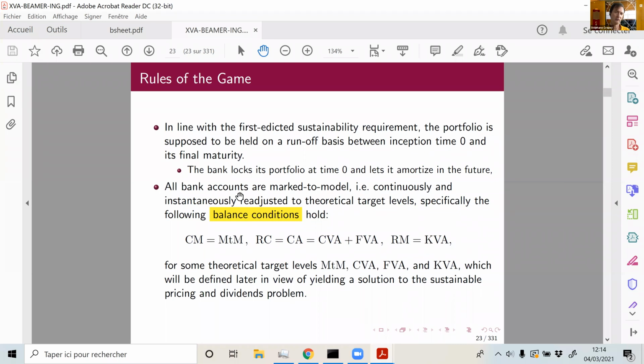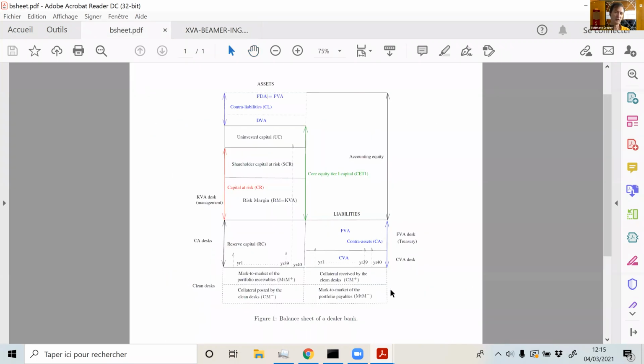Another thing is that all bank accounts will be assumed to be marked to model, and we will even assume that they are continuously and immediately readjusted to their theoretical target levels, which means we'll assume that these, I call them the balance conditions, hold constantly. That is, this clean margin account between the CVA and treasury desks and the business desks will be constantly readjusted to reflect the mark-to-market of the portfolio, which means the counterparty risk-free value of the portfolio. This reserve capital account will be assumed to be constantly readjusted to the theoretical CVA plus FVA value. And the risk margin account will be assumed to be constantly readjusted to the theoretical KVA value, which means back to the balance sheet at time zero, where the portfolio is created.